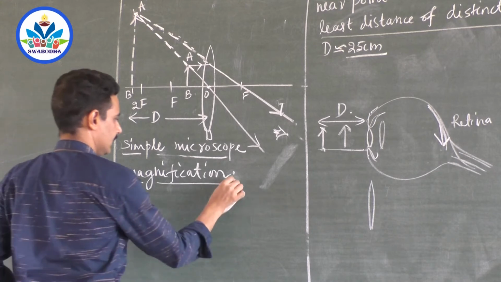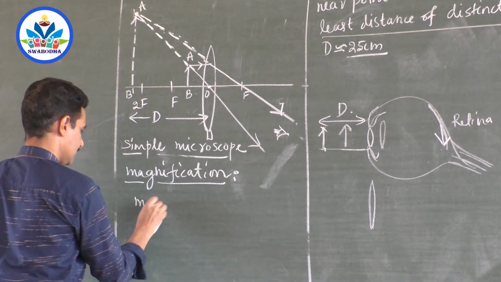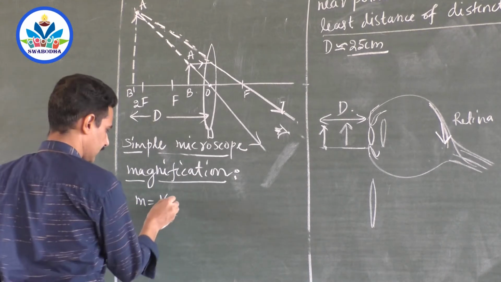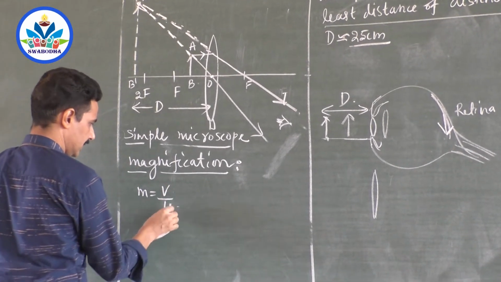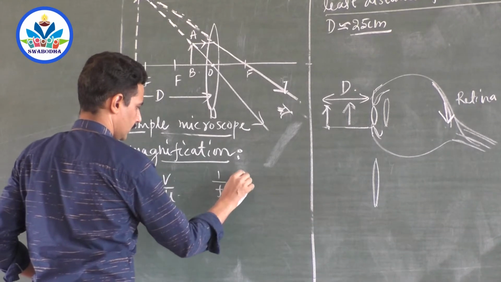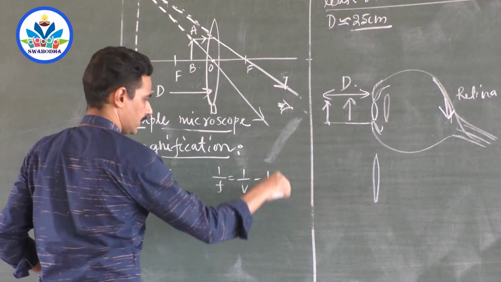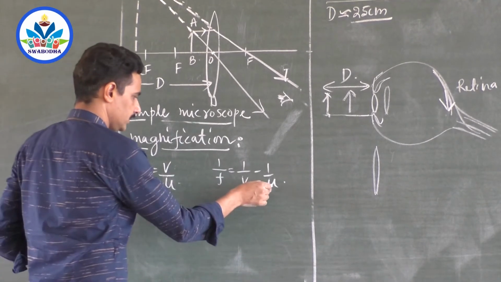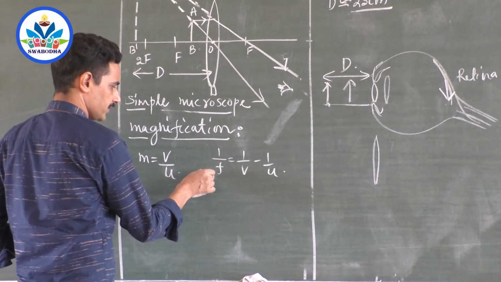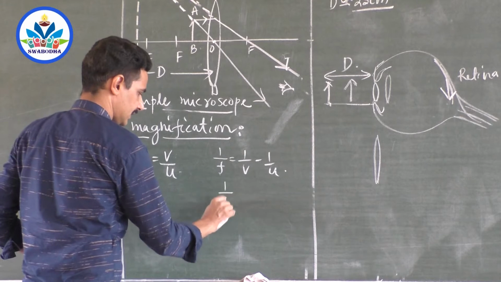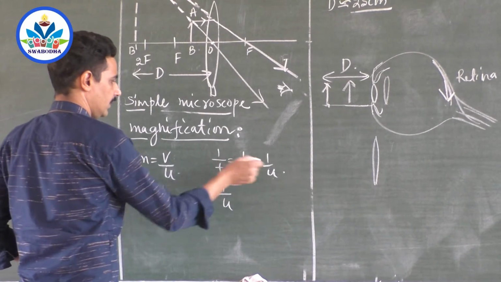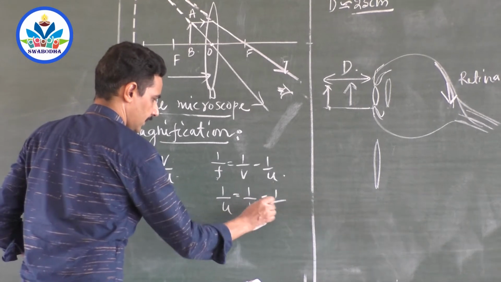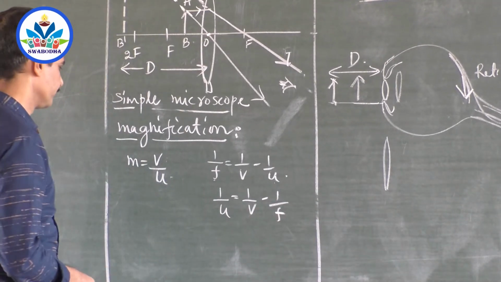Magnification is, you know that magnification is V by U, right? And also you know the formula 1 by F is equal to 1 by V minus 1 by U. Now I will try to substitute for 1 by U. I will bring 1 by U here, it becomes positive, and 1 by F here; I will interchange the positions. 1 by U here, 1 by F here. 1 by U is equal to 1 by V minus 1 by F.